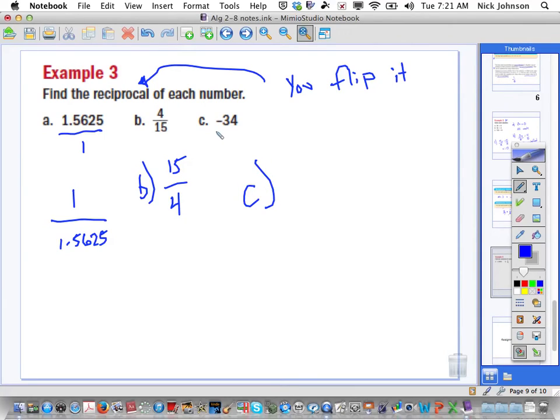C is kind of like A. You put this over 1. A negative 34 over 1. You flip it, it becomes a negative 1 over 34. Okay? I always like to put the negative up top. That's just me. I like to have this negative stay in my numerator. It's still negative. If this is negative, your reciprocal is negative as well. Why? Because it has to equal 1. So a negative times a negative gives me a positive 1.